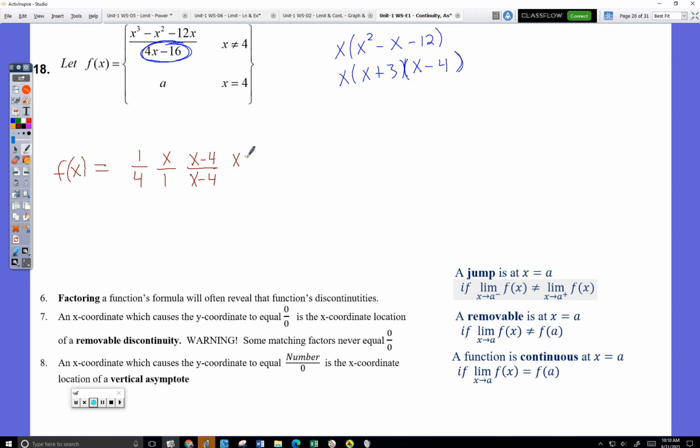We have x plus 3 divided by 1. And that's all valid for all x's except 4. Questions there?